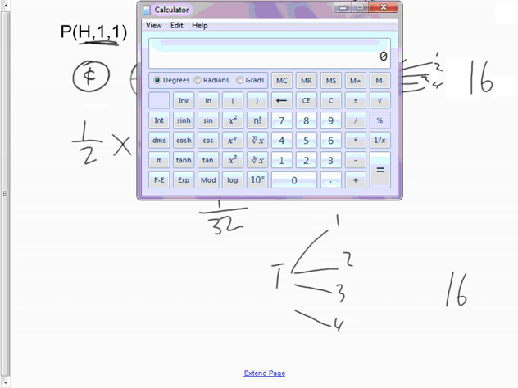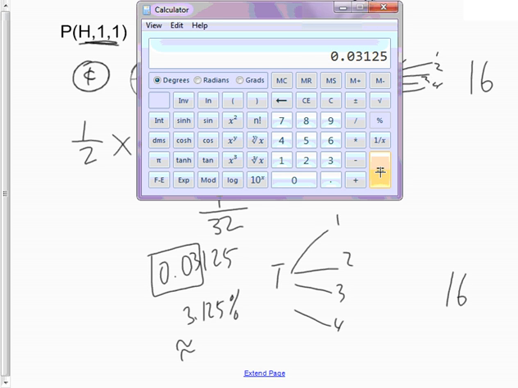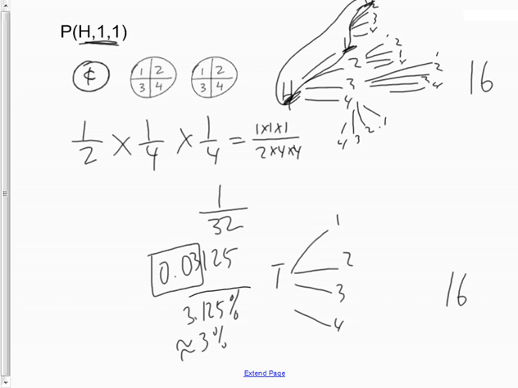And if we change this to a decimal, it would be 0.03125, which is 3.125%, or approximately just a 3% probability of that happening. This is the better answer, but probably for a lot of the questions, if you said it's around 3% chance of happening, that's a pretty good answer.